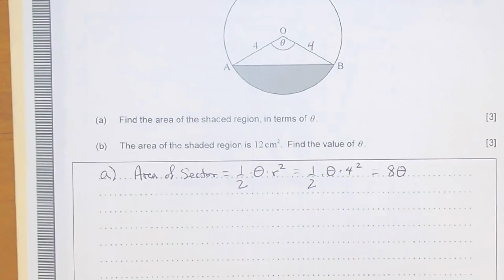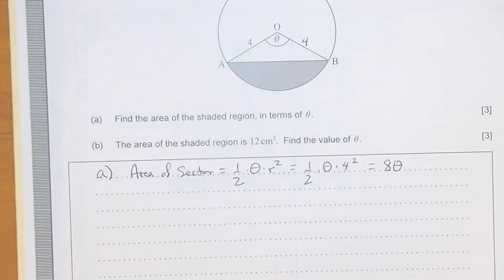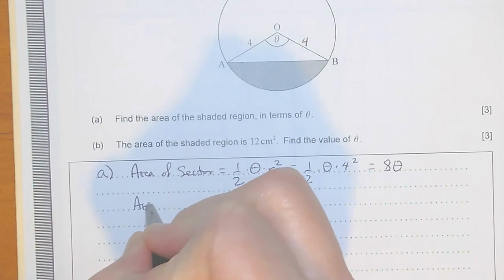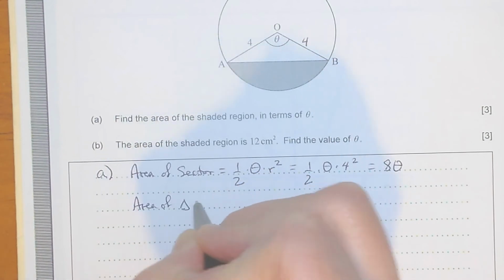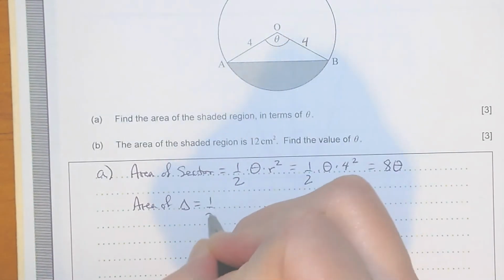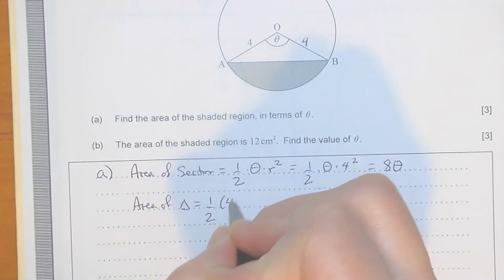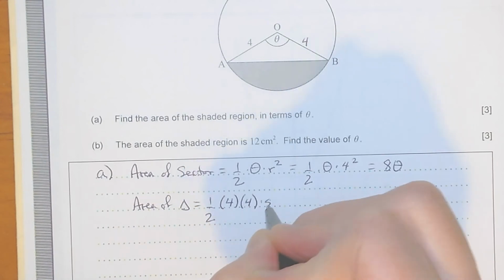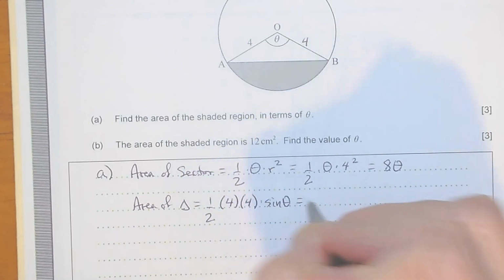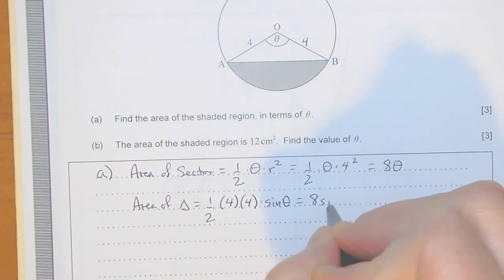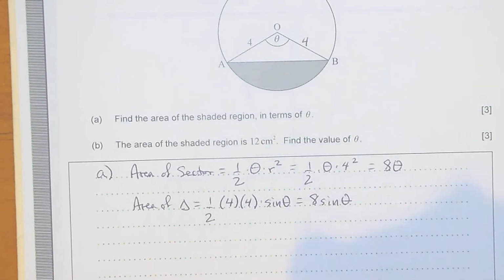Okay. Now I need the area of that triangle. So I'll write area of triangle. Well, I notice that this is a side angle side triangle, so that means it's 1/2 times one side, which is 4, times the other side, which is 4, times the sine of the angle between them. So that looks like it's 8 sine theta.